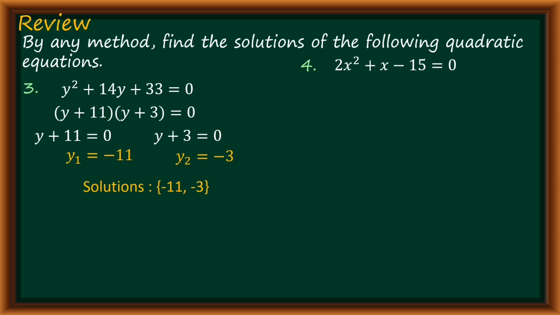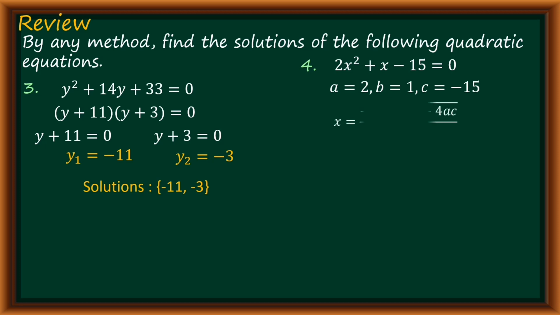2x squared plus x minus 15 is equal to 0. This is also written in the standard form. But as you can see, the coefficient of ax squared, or the quadratic term, is not 1. So it is not easy for us to find the factors. So let us apply the quadratic formula in finding the solutions of this quadratic equation. First, let us identify the coefficients a, b, and c. Our a is 2, our b is 1, our c is negative 15.